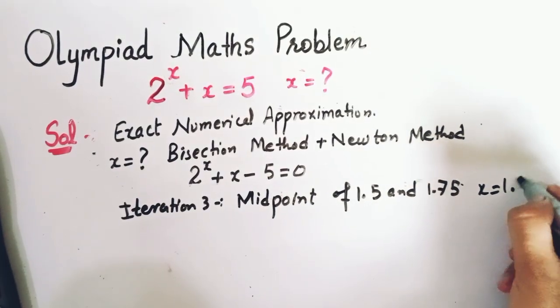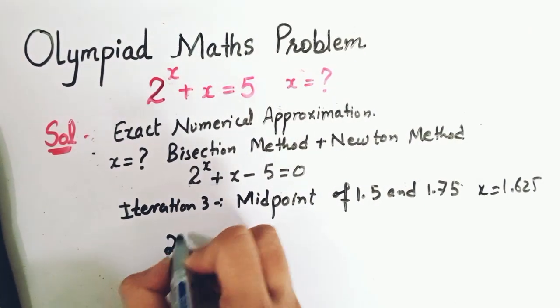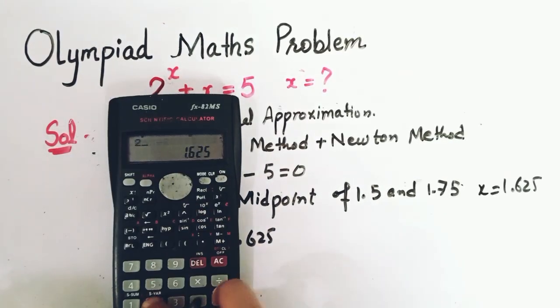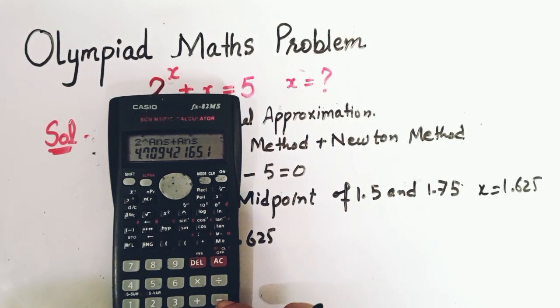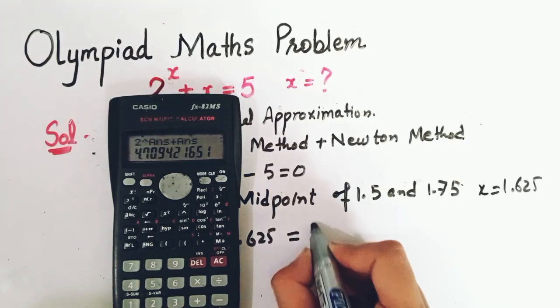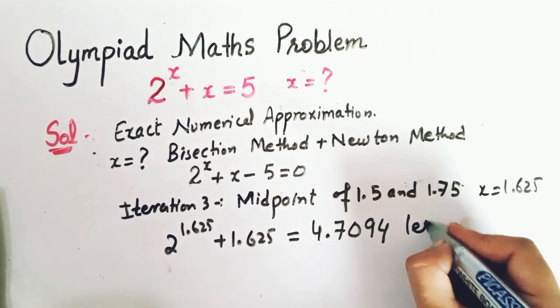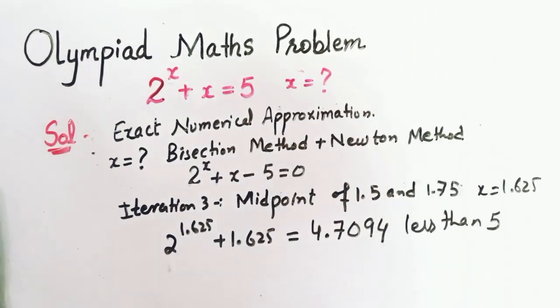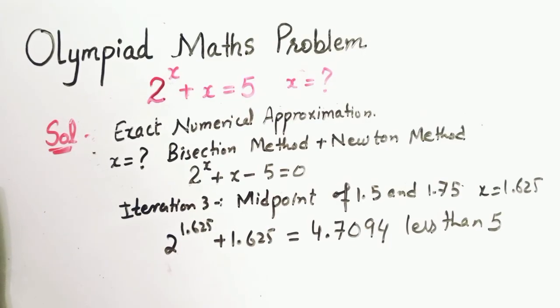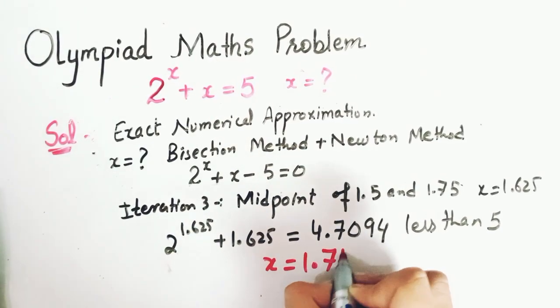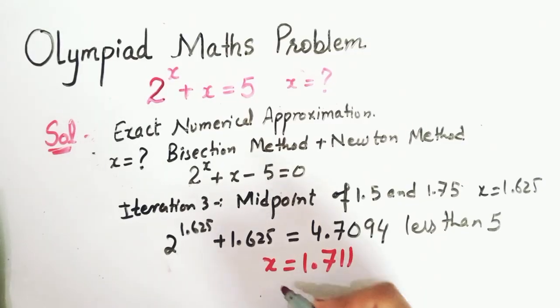So x equals 1.625, substitute in the function 2 raised to power 1.625 plus 1.625. We get the value, this equals 4.7094, so this is less than 5. So we get our final answer here. What will be the final answer? We get that x is approximately equal to 1.711. So this is the final answer.